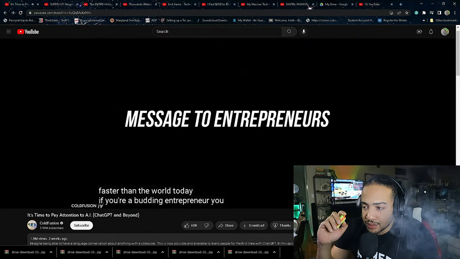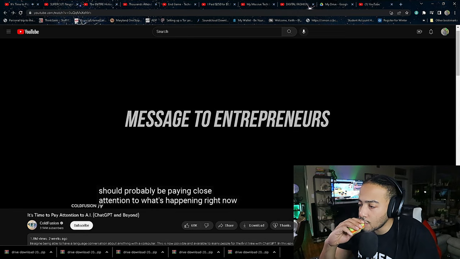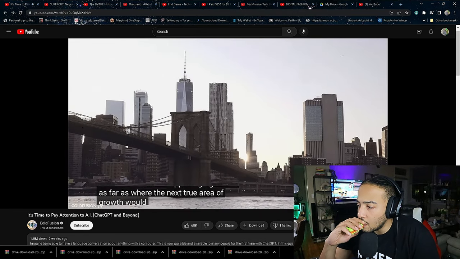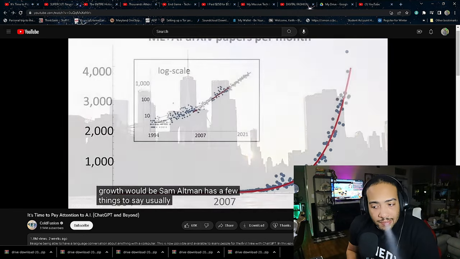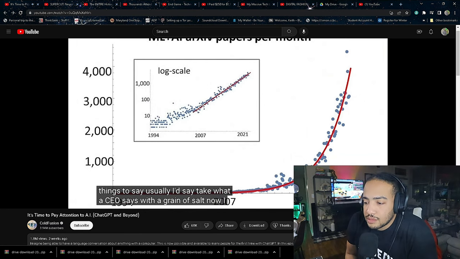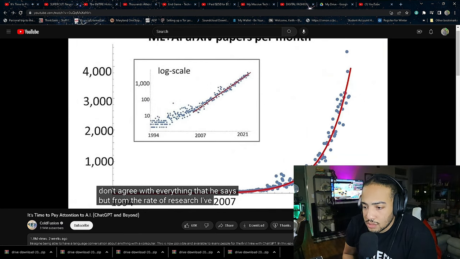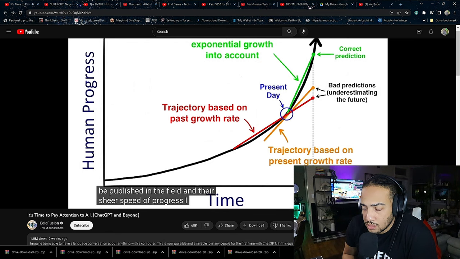If you're a budding entrepreneur, you should probably be paying close attention to what's happening right now. As far as where the next true area of growth would be, Sam Altman has a few things to say. Usually I'd say take what a CEO says with a grain of salt. Now, I don't agree with everything that he says, but from the rate of research I've seen published in the field and the sheer speed of progress, I think he's in the right direction.